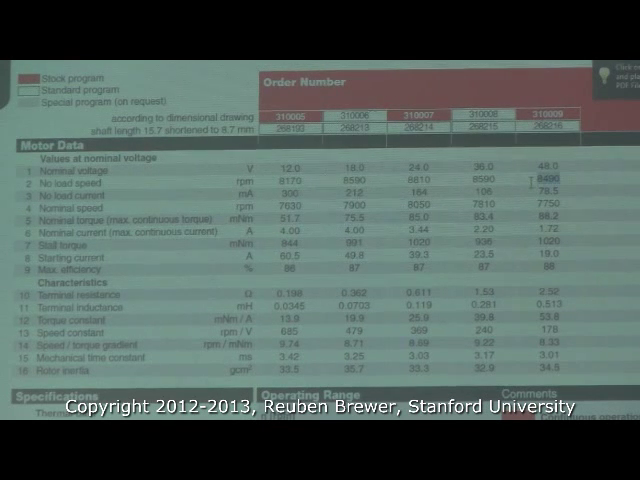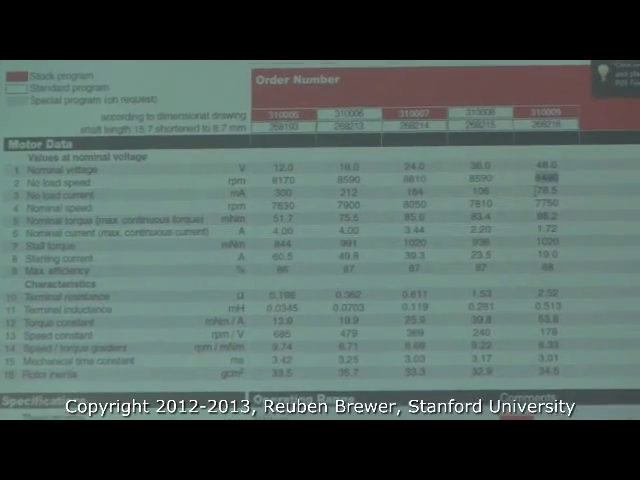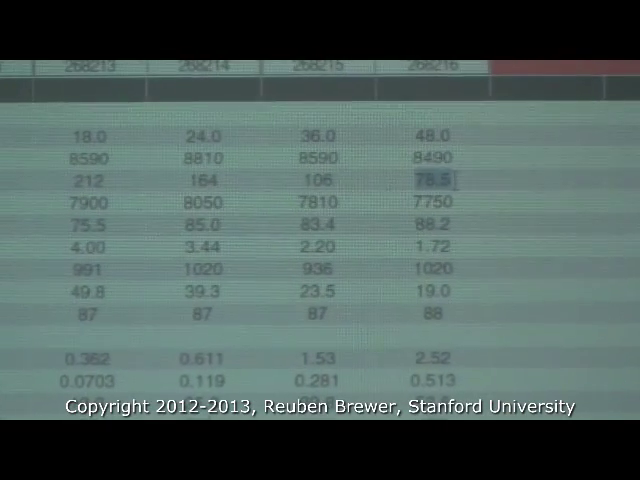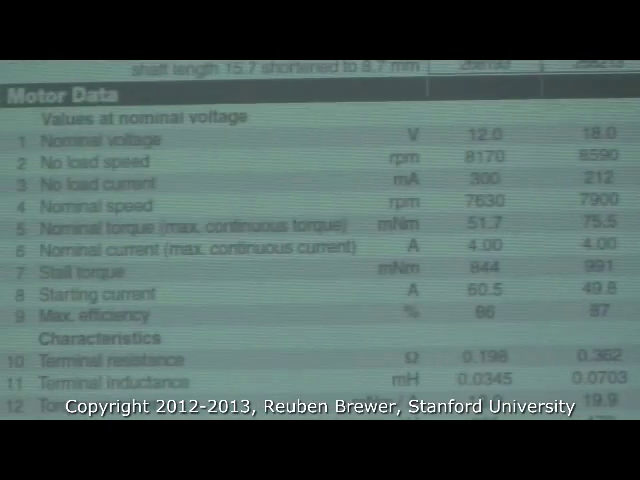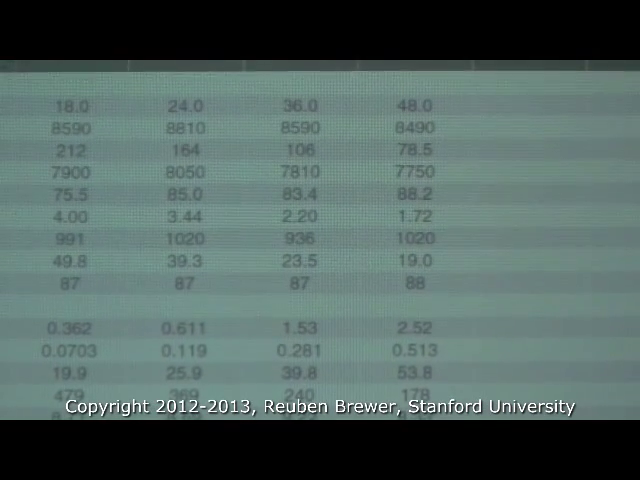This is the no load speed. This is how many RPM it's going to spin at without any torque. The current that it draws at that is 78.5 milliamps. All right, now look at this.